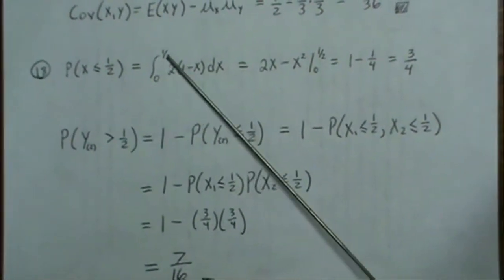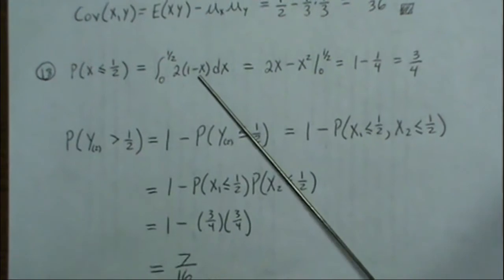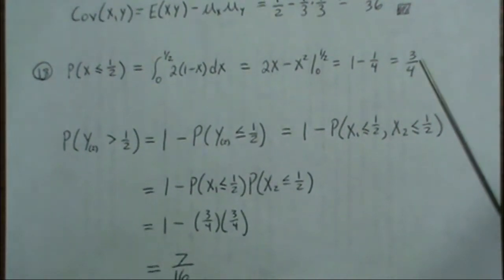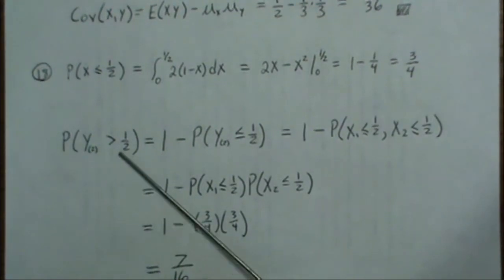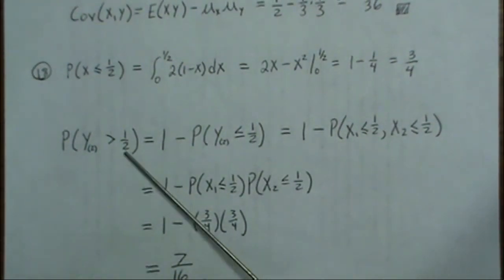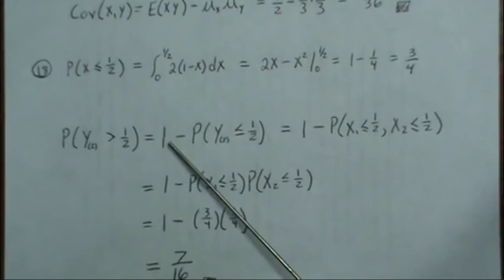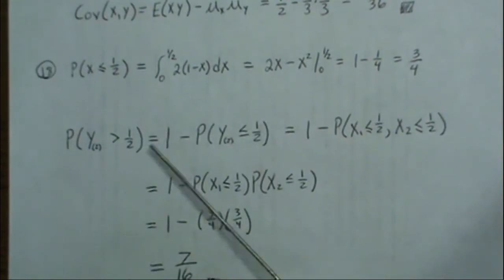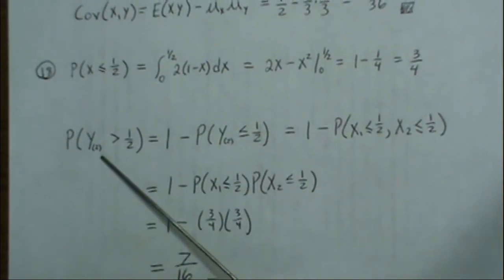So you integrate from 0 to 1/2 of our density. Integrates to this, 1 minus 1/4 equals 3/4. So now when we want to find that the largest value is greater than 1/2, then we can take 1 minus the probability that the largest value is less than 1/2. So this piece is the same here.